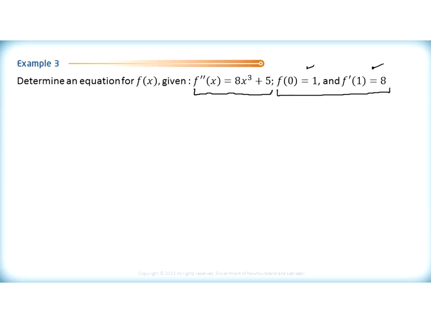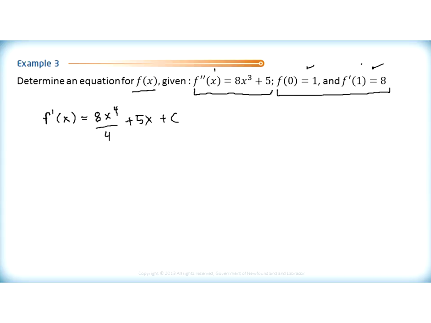Our first step, though, to get to f of x is going to be to start to go from f double prime right here just to f prime first. So f prime of x will be the antiderivative of the second derivative, and that's going to be 8x to the power of 4 divided by 4 plus 5x. Okay? Plus our arbitrary constant.